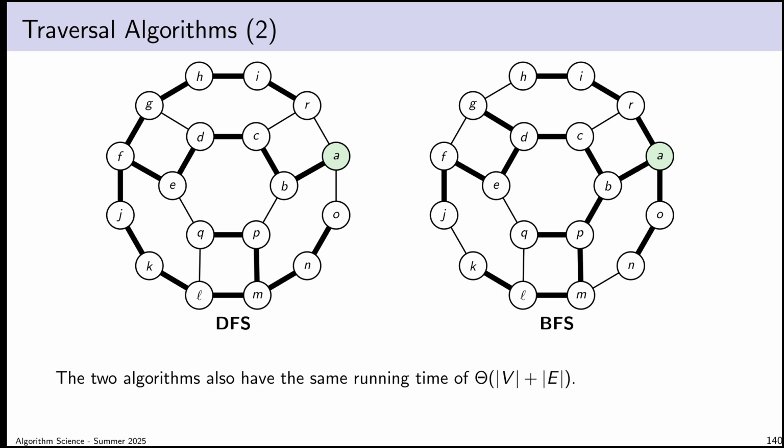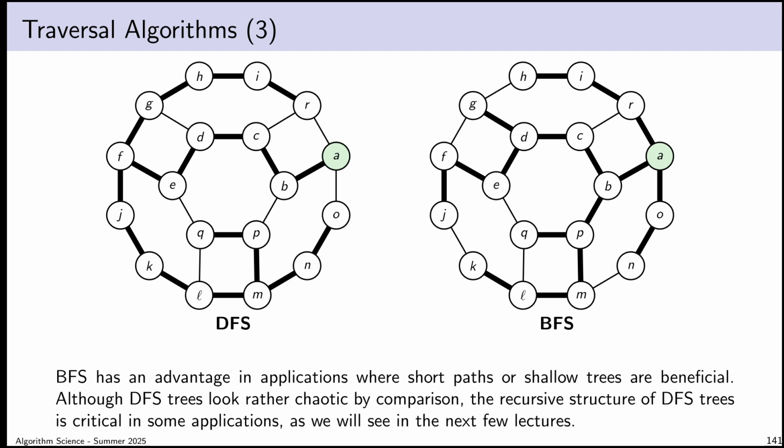Both of the two fundamental traversals have the same running time, which is the number of vertices plus the number of edges. I didn't go through that in much detail today, but it's by pretty much the same reasoning as we used last time for DFS. BFS has an advantage in any event where the short path or a shallow tree is beneficial.